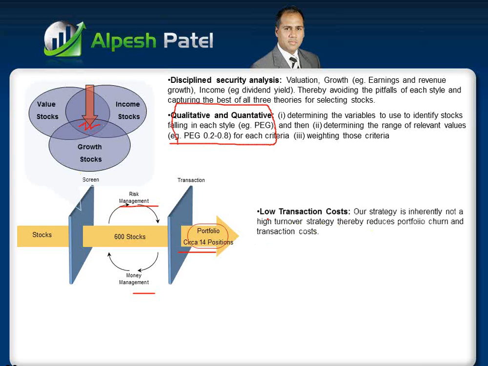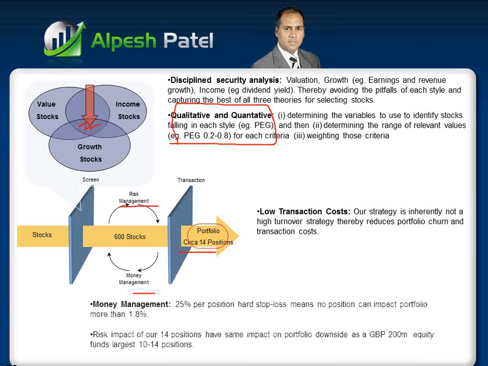First of all, what that gave me was low transaction costs. Our strategy is to hold for 12 months. It's inherently not a high turnover strategy, so it reduces portfolio churn and transaction costs. Fantastic. Our profits don't get eaten away by transaction costs, a major problem with funds.